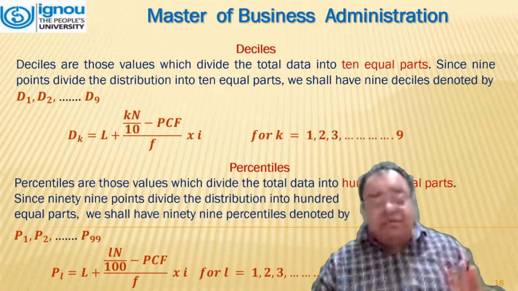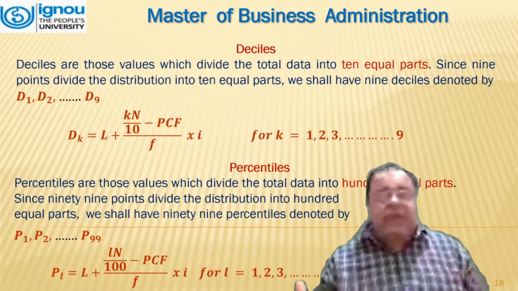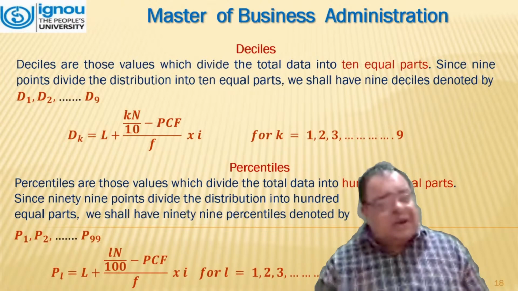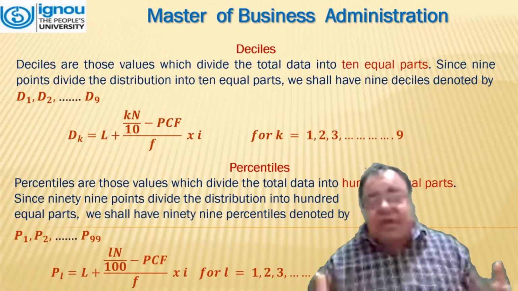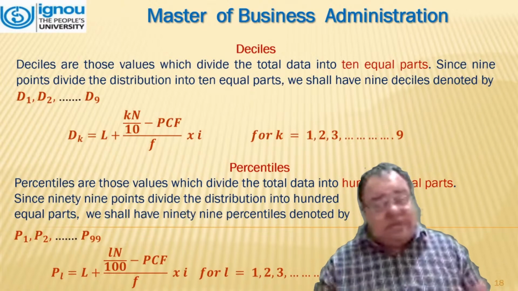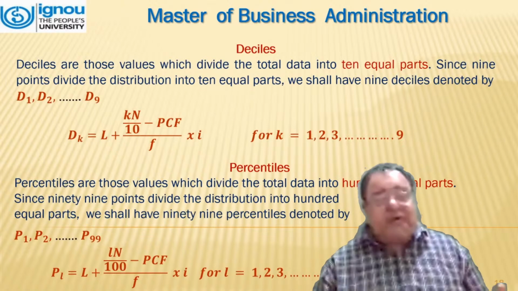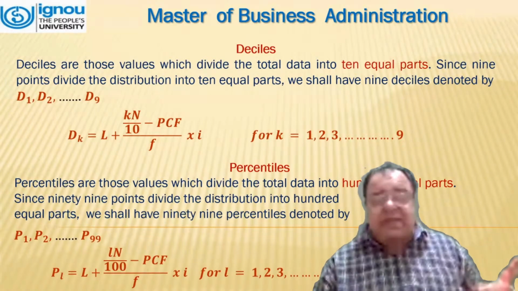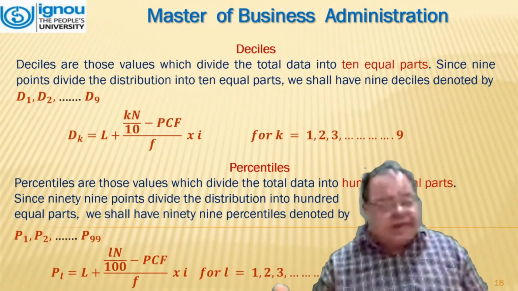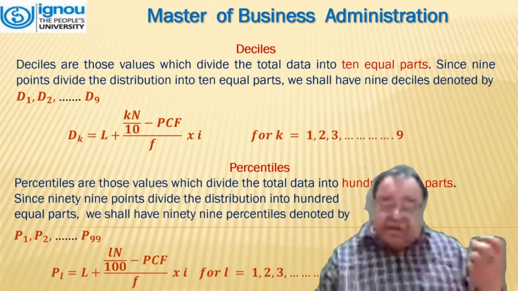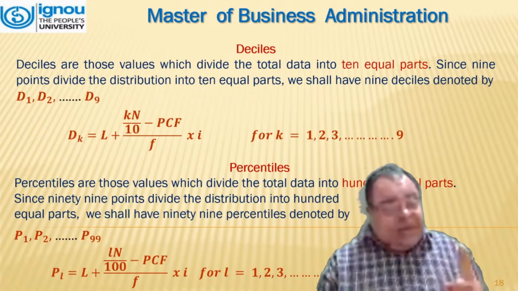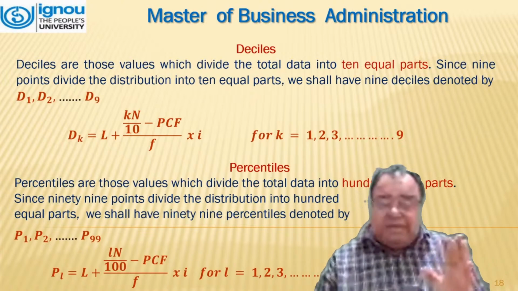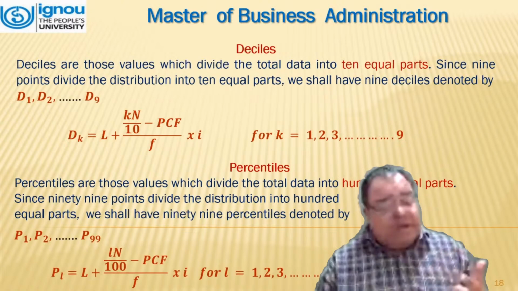Then comes decile. Decile means dividing into 10 equal parts. When we divide the whole data into 10 equal parts, that means we have 9 points. The deciles are denoted by D1, D2 till D9. But what is the change in the formula? Dk is equal to L plus (Kn by 10 minus PCF) upon F into I, where K will take the value of 1 to 9.